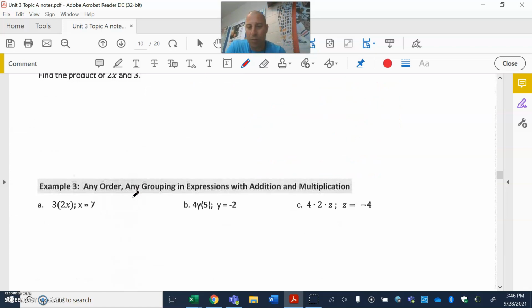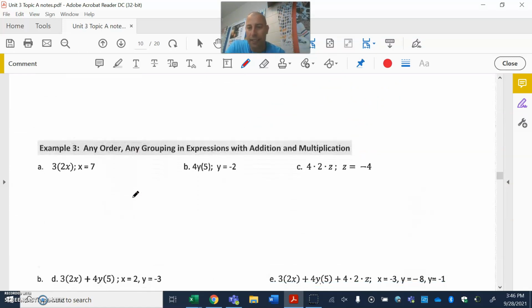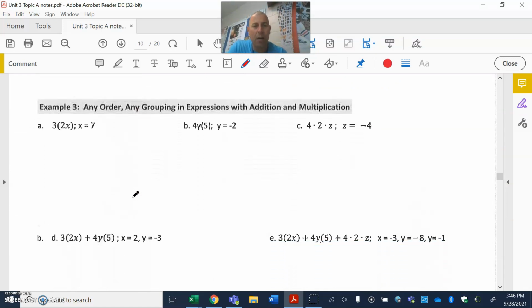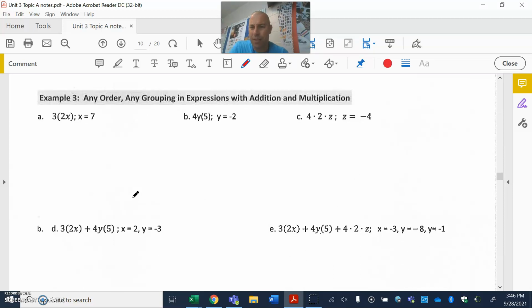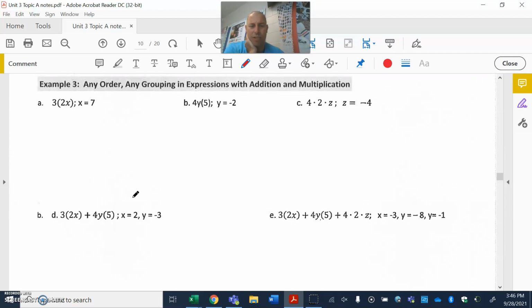All right. Let's see what else we got going on here. Any order, any grouping and expressions with it. Okay, so now they're just starting to throw stuff at you where they want you to clean up. Remember, we're not going to worry about substituting them in. This just says 3 times 2x. And sometimes when we go backwards and we're looking at something that's more straightforward, it's what throws us off.